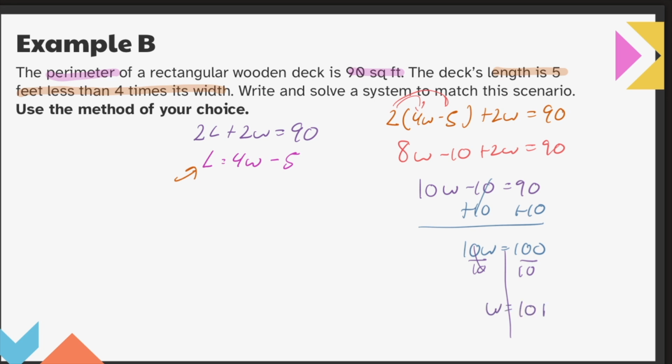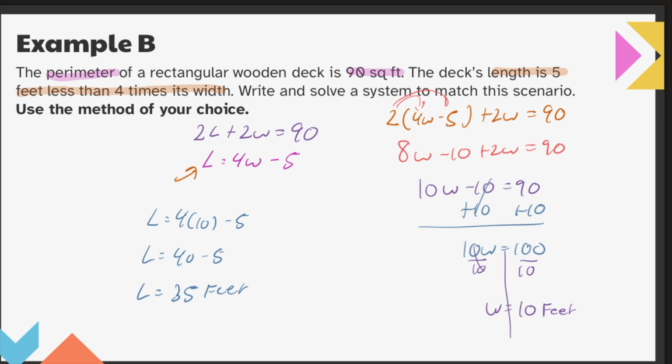Looks like that's what we're doing here for our word answer for our word problem. So now we know that the width is 10 feet. We can plug that right back into the equation where we knew L was equal to. So I'm going to say L was equal to 4 times 10 minus 5. And I know 4 times 10 is 40. So 40 minus 5 is going to be 35. So I know my length is going to be 35 feet. So now I've got both answers. The length is 35, my width is 10, and I'm done.